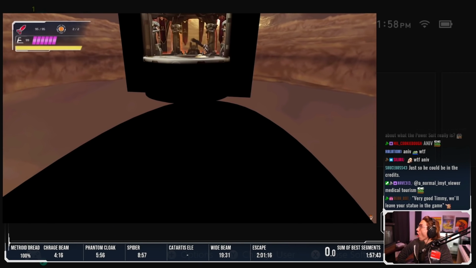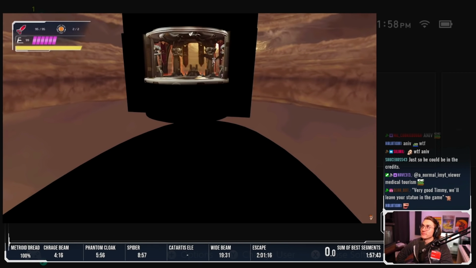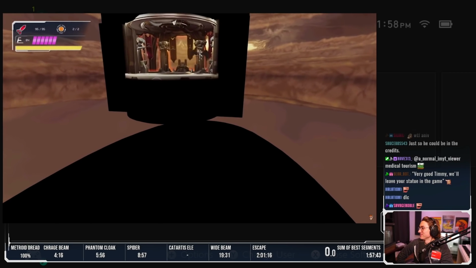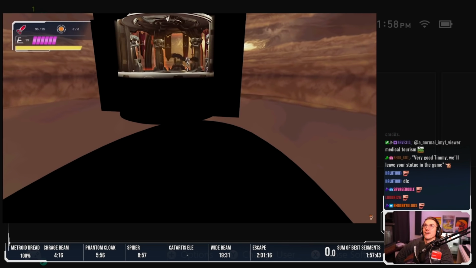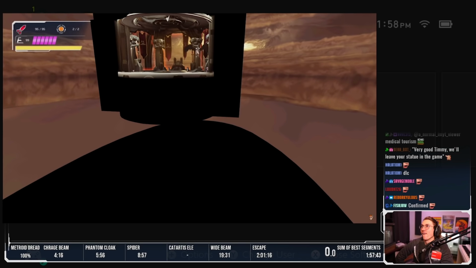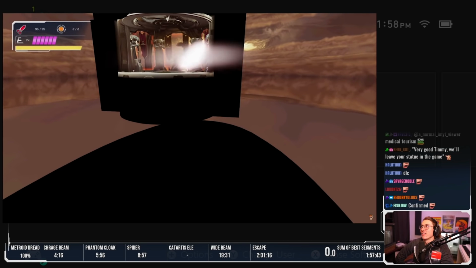Now, whenever Ravenbeak is firing his laser, you can see that it clips into the ground, but I always wanted to know how far it actually goes. And it turns out Ravenbeak's beam is really, really long, like absurdly long. It would take about 40 Samuses to match the length of Ravenbeak's beam.